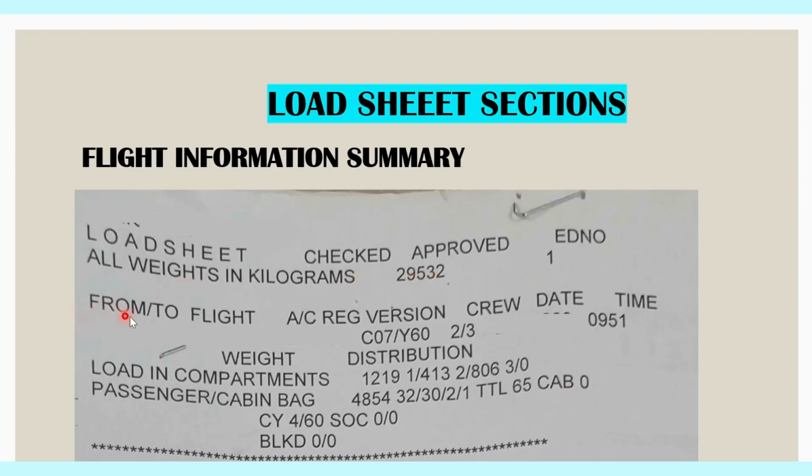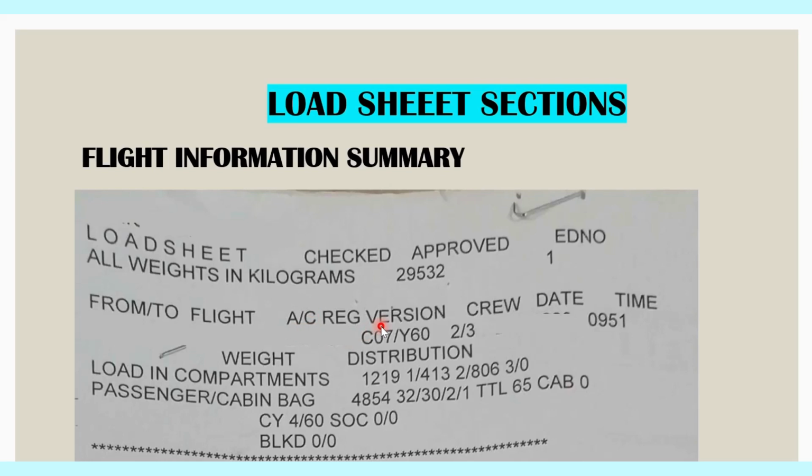On this first section here, it is from to. So from means from the departure airport to the destination airport. The flight number will be here, and the aircraft registration will be somewhere here.